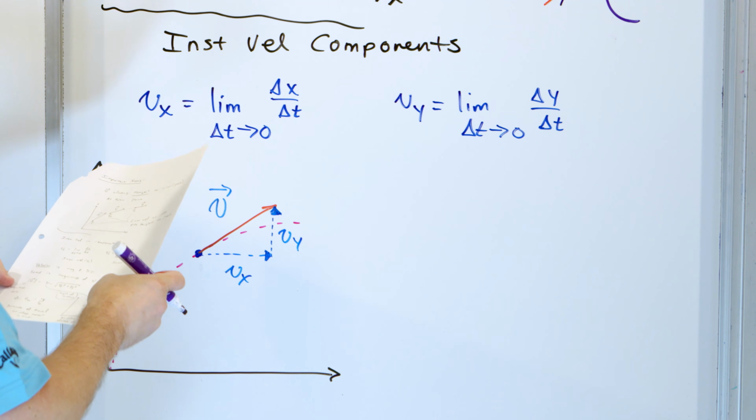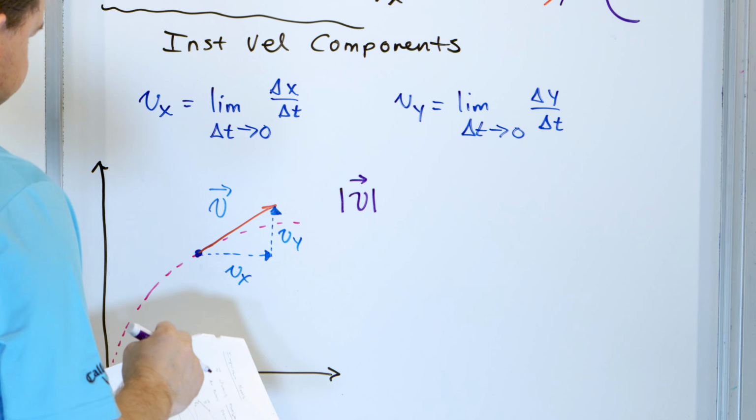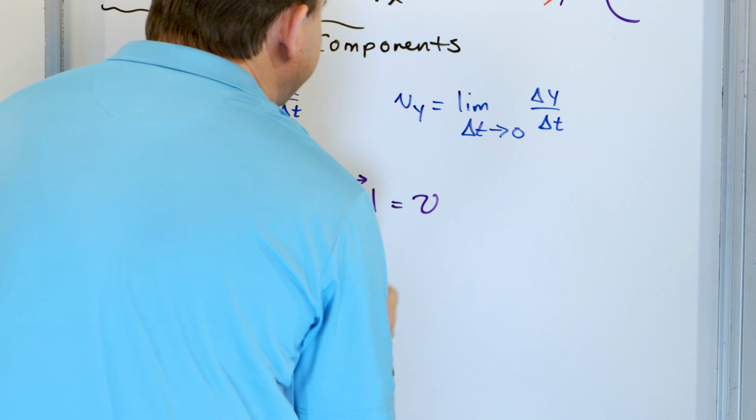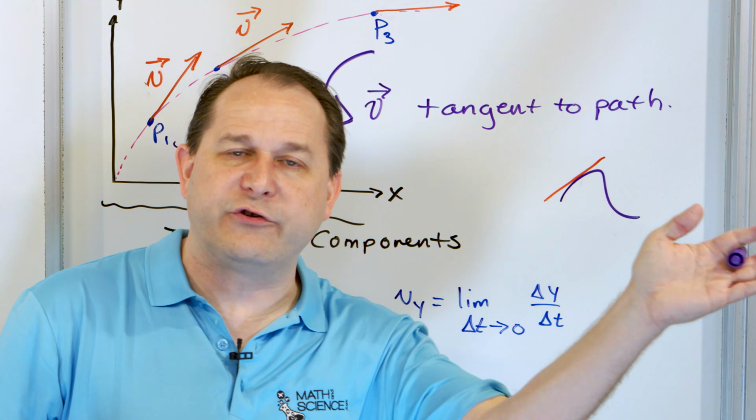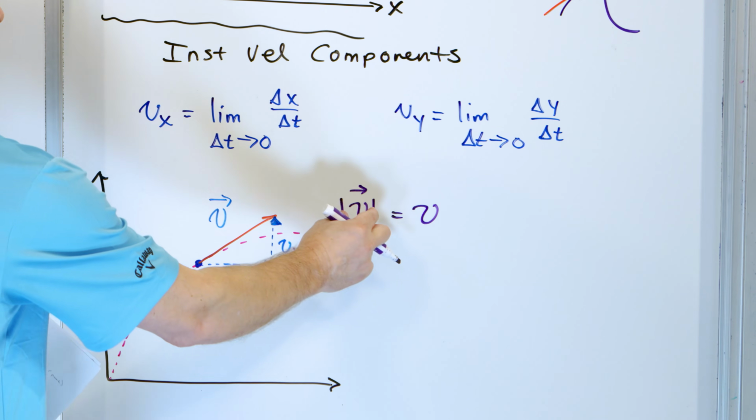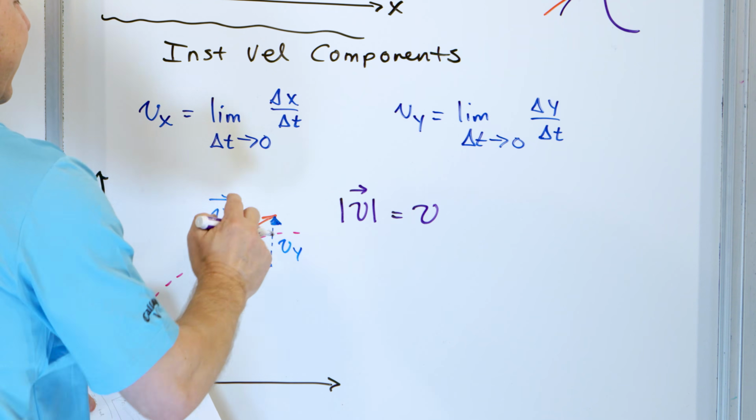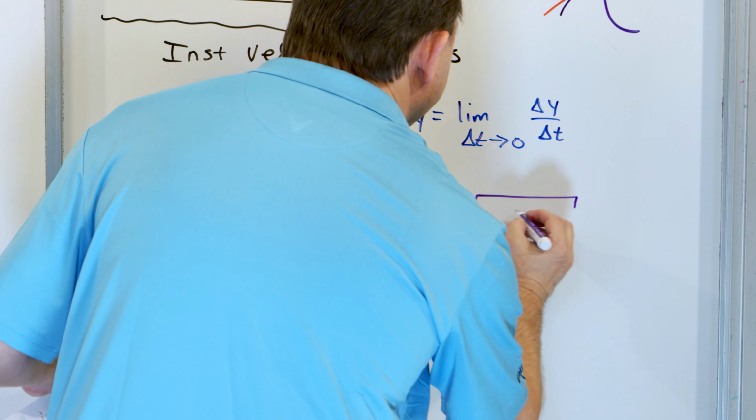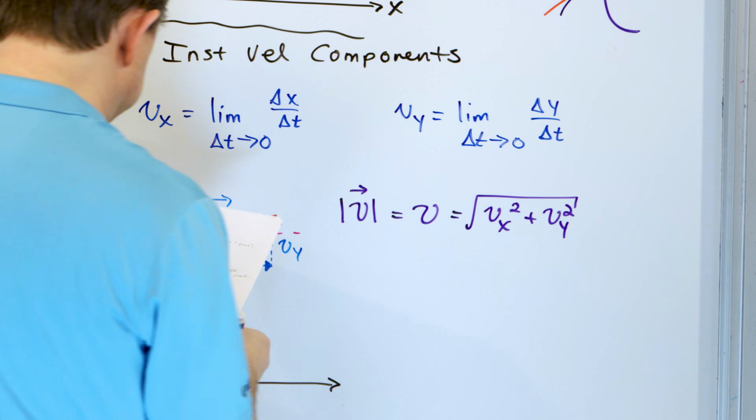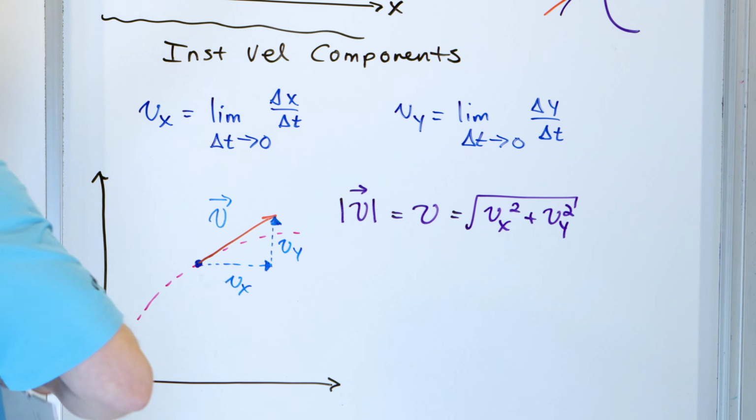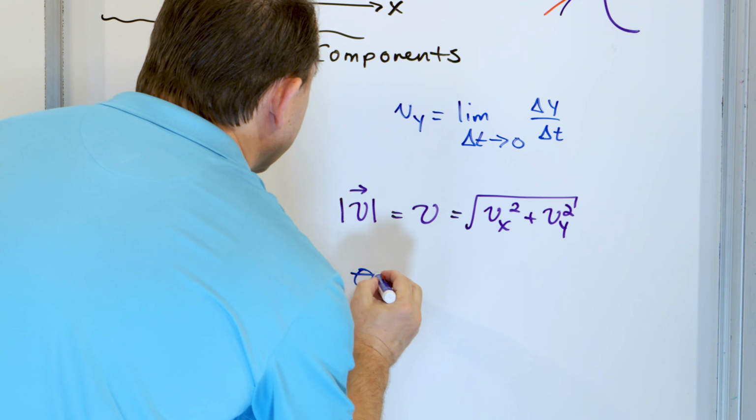And then you can say that the magnitude, which is the length of v, is what we call the speed. Remember, speed is just how fast something is going. Velocity is how fast and in what direction it is going. So the magnitude of the vector, which we call the speed, is just the length of this vector. And from the Pythagorean theorem, you can see that it's going to be the square root of vx squared plus vy squared, right?